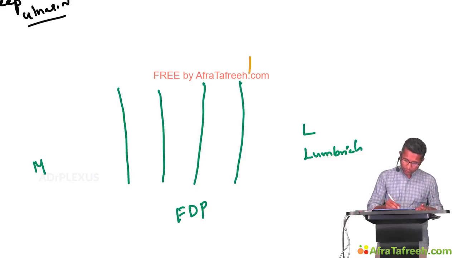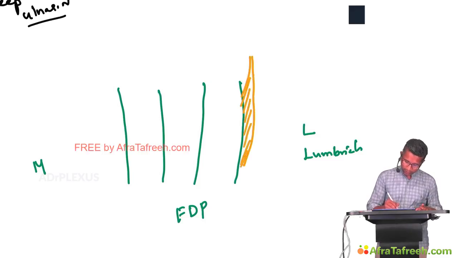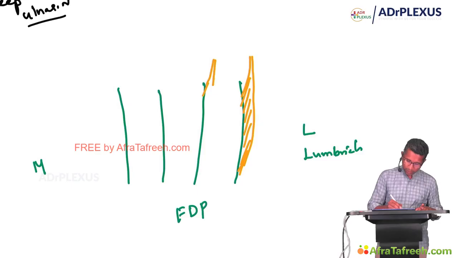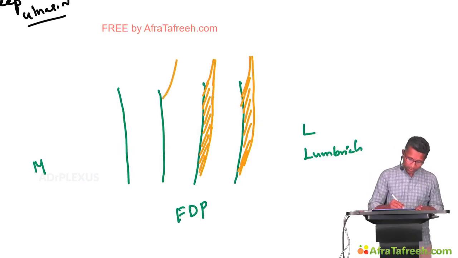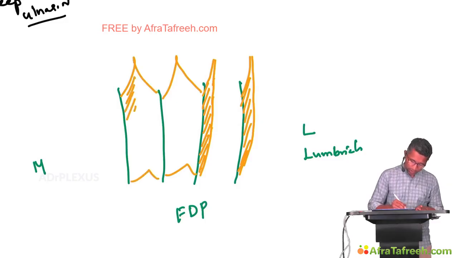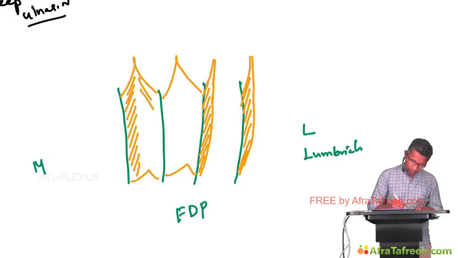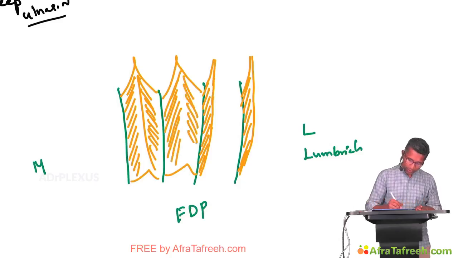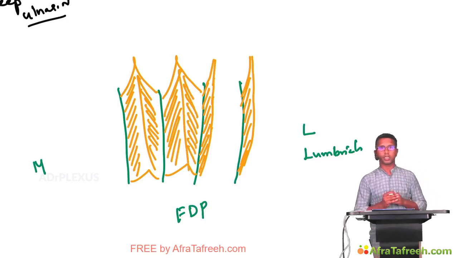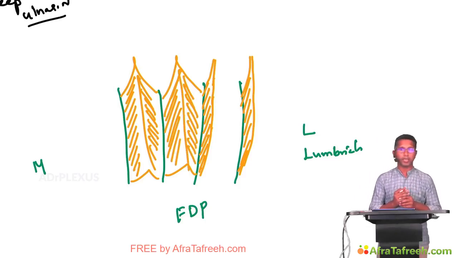So what is unipinnate? If it arises only from one side of a tendon, it is called a unipinnate muscle. So the lateral 2 lumbricals are unipinnate, whereas the medial 2 lumbricals are bipinnate muscles. Okay guys, this is very, very important. Lumbricals are a very important muscle. So lateral 2 lumbricals are unipinnate and medial 2 lumbricals are bipinnate muscles.